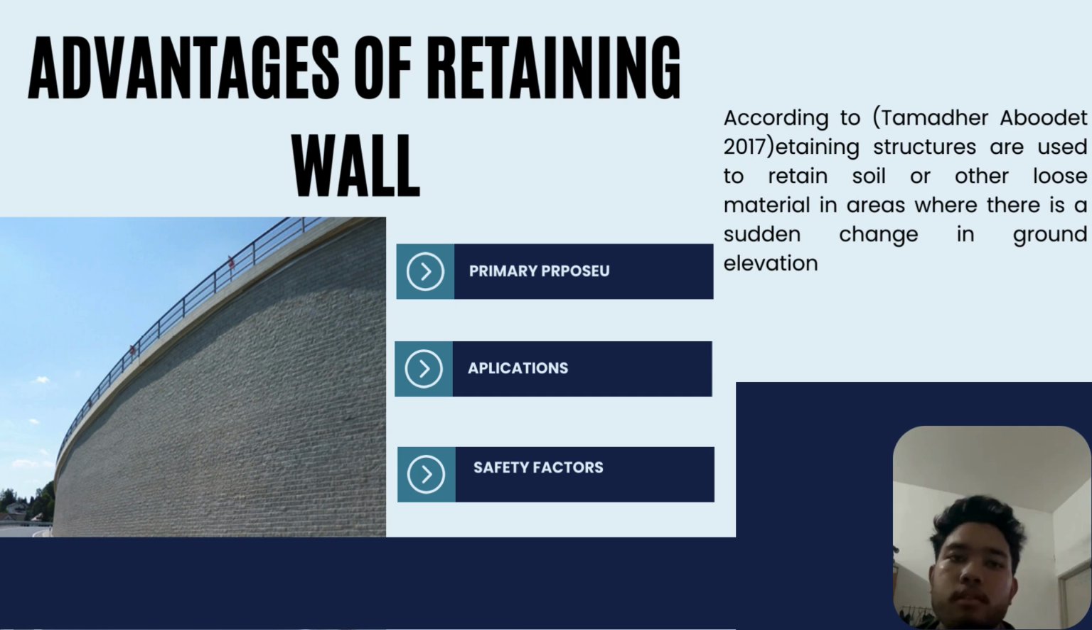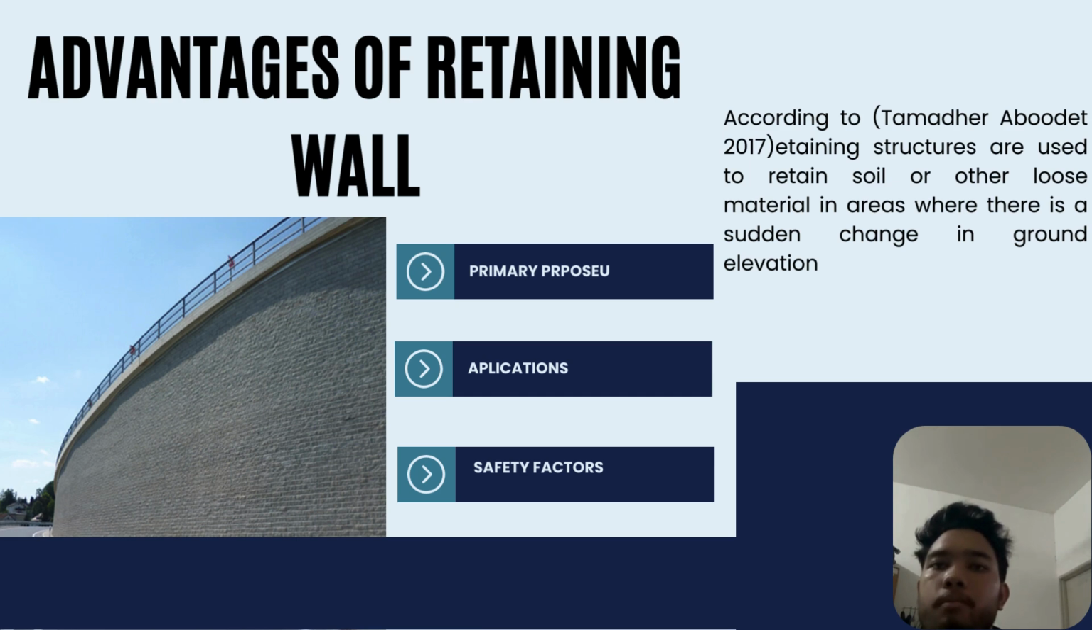Thank you. So now I would like to continue with the advantages of retaining walls. Retaining structures are used to retain soil or other loose material in areas where there is a sudden change in ground elevation. In addition to providing necessary support to the soil, retaining walls also help to reduce surface runoff by reducing sharper gradients. This reduces the speed at which water travels over the surface and thereby reduces erosion.